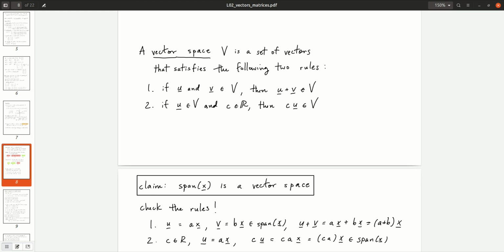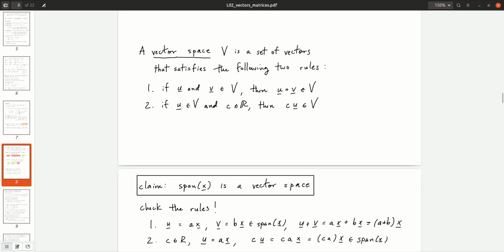Let's check the second rule. If we have some scalar c, a real number, and some member of the span of X, u, which we'll say is a times x, then we need to check that c times u is a member of span of X. So let's just write that out, c times u.